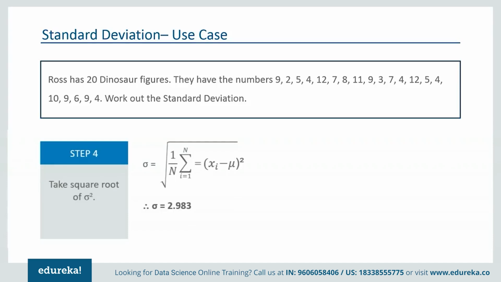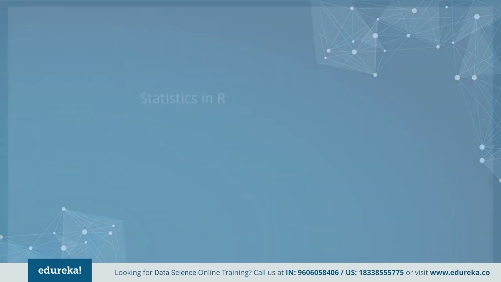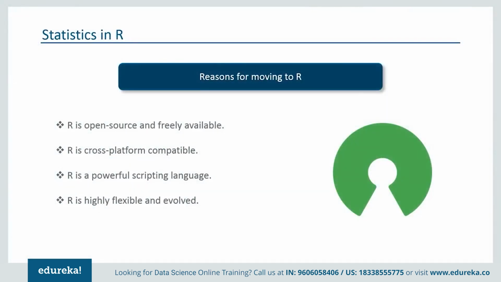Now that we've seen the math that goes into it, let's try to work it out in R. Now, there are quite a few reasons why the world is moving towards R. A couple of them are enlisted here. Now, R is open source and freely available. It is absolutely free and there are no hidden costs. Unlike SAS or MATLAB, you can freely install, use, update, clone, modify, redistribute, and resell R.